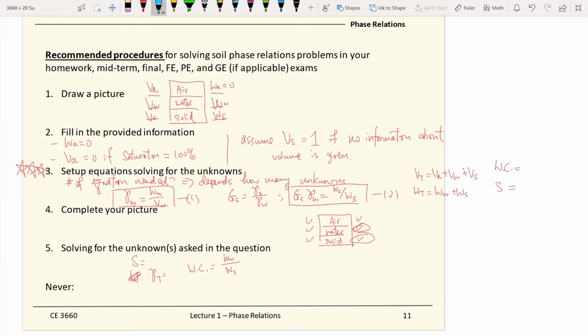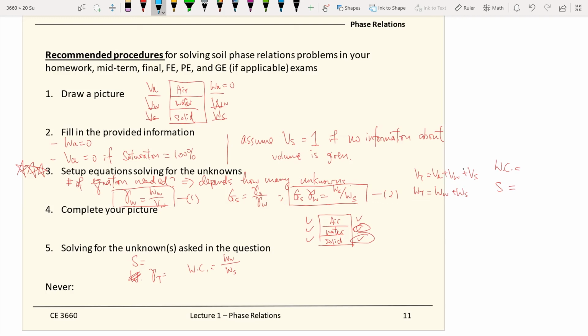And after you leave Cal State, hopefully you will pass your PE before your graduation. But anyway, the public exams that are very important for your career also have these phase relations problems. It's very important that we all understand this and do it right at the beginning.